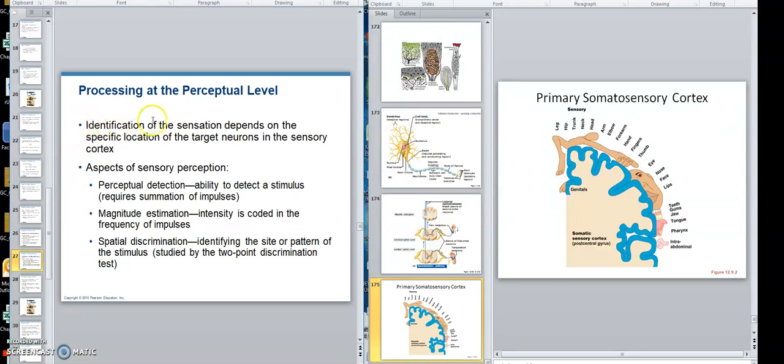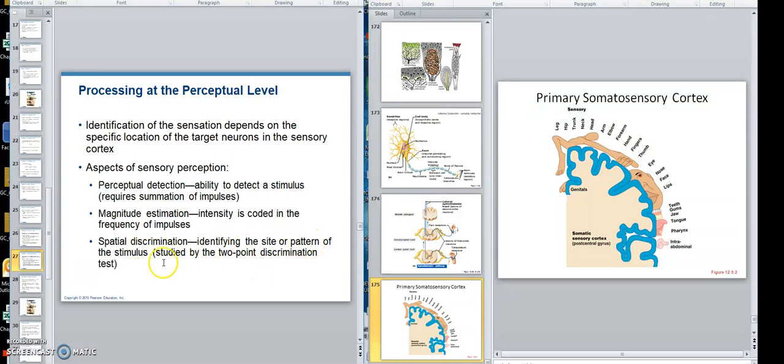Processing. Identification depends on the specific location of the target. Adapt aspects of sensory, perceptual, ability to detect the stimulus. See, that's just crude interpretation as to where it is. Magnitude of estimation. Intensity is coded by what? Frequency of firing. So if I have pain on my thumb, how's it sent? The more pain is being sent by an increased frequency of firing because the action potentials can get no bigger. That's how you encode intensity.